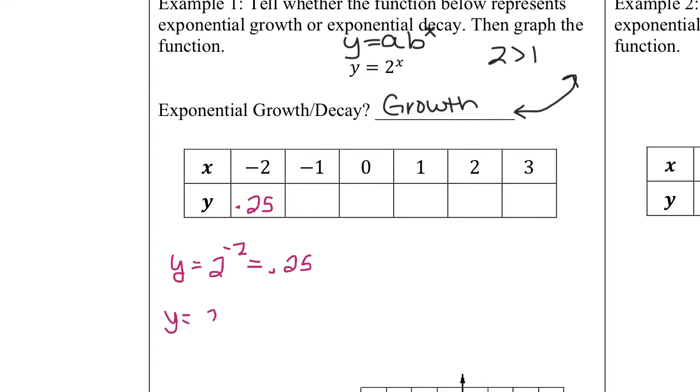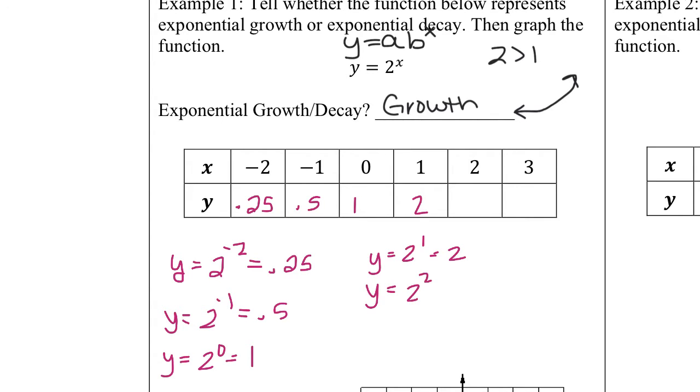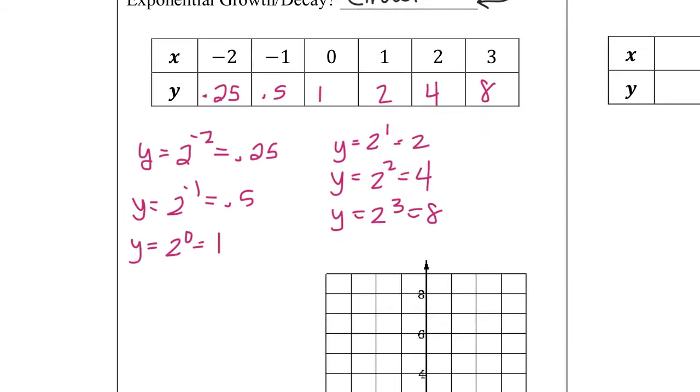Then we're going to take 2 to the negative 1, which is going to equal 0.5. That's our second value. Then we want 2 to the 0, which is a 1. Then we want 2 to the first, which is 2. 2 squared, which is 4. And then 2 to the third, which is 8. So now that we have a pretty good table of values, we're going to plot these values on our graph.